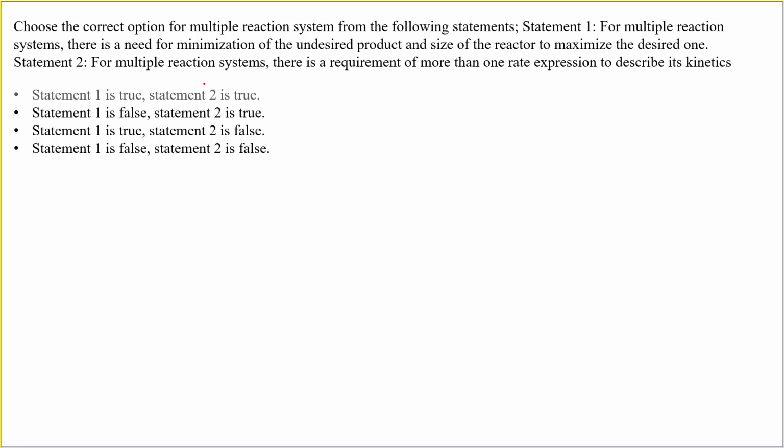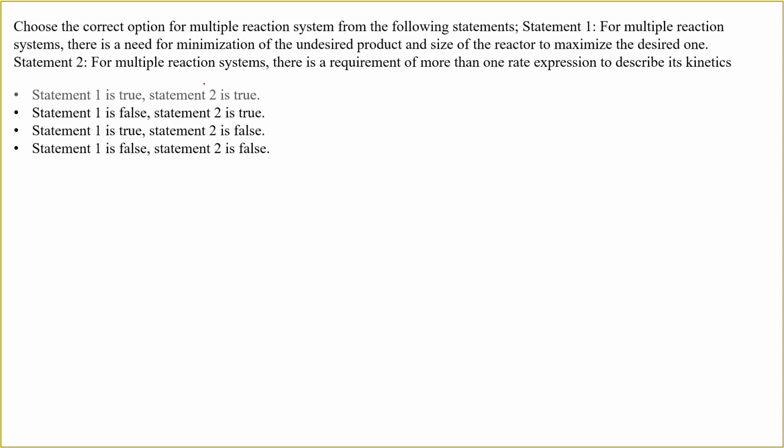If the size of the reactor is smaller, and the minimization of the undesired product depends only on the kinetics of the reaction, but the desired reaction is still not favored and you're using a smaller reactor, then we are reducing the possibility for the undesired product to be formed because the reactor itself is small. Since we are not providing more residence time for the undesired product to form, we are minimizing the undesired product and using the size of the reactor to maximize the desired. So statement 1 is true.